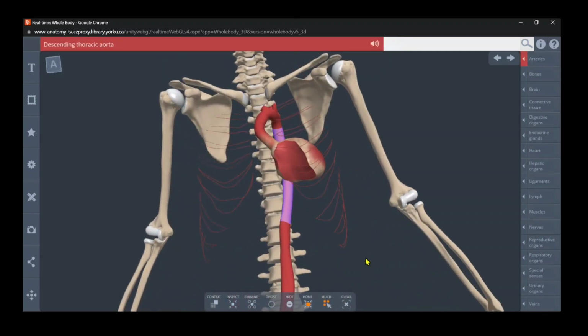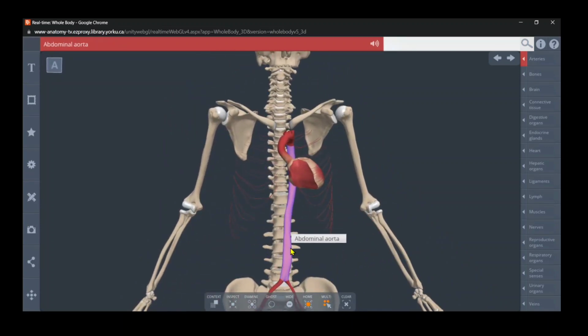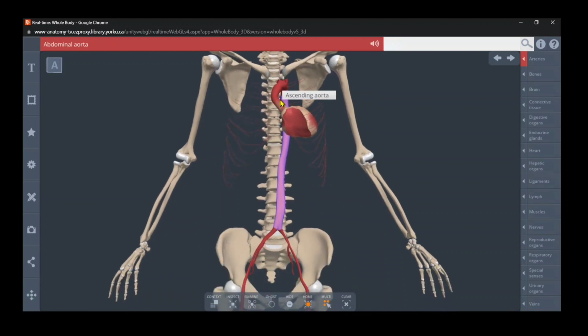All right, so now that we covered descending thoracic, let's go down, and we're actually going to reach the abdominal aorta. The aorta is pretty long, right? So it goes all the way from here to here, but this is where it ends. The abdominal aorta gives off two branches that I want you to know: the right common iliac artery, and then the left common iliac artery. Whenever you see common in the name, it just means it's a division, okay? So right and left.